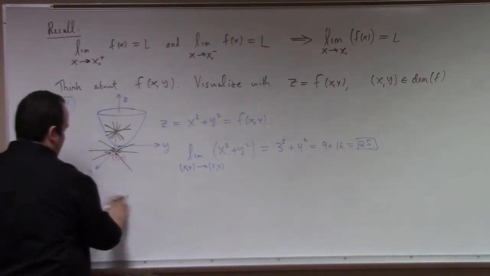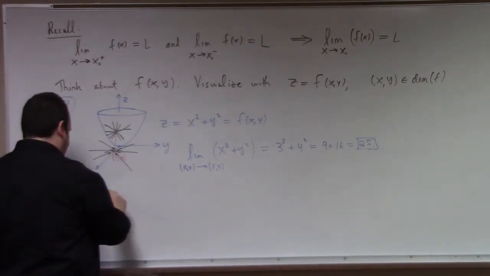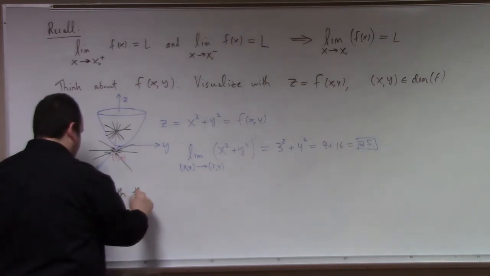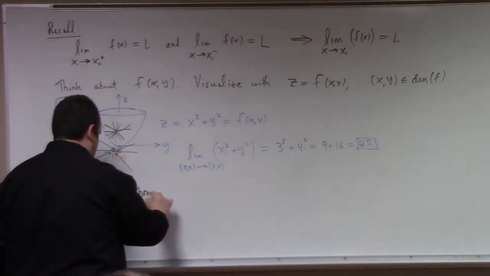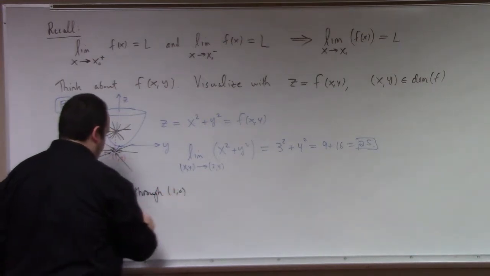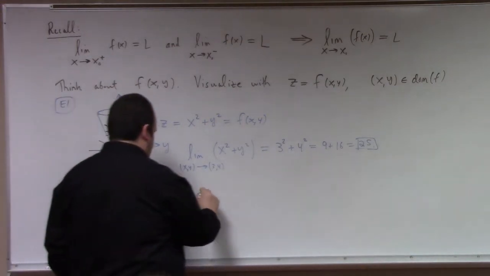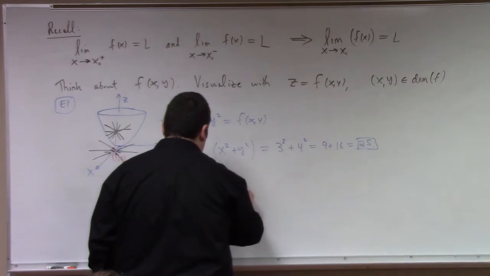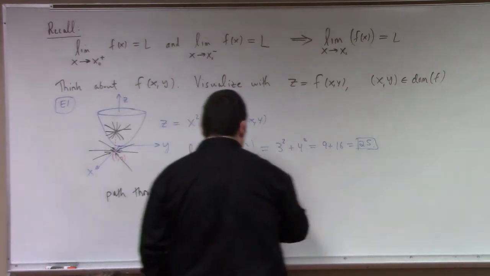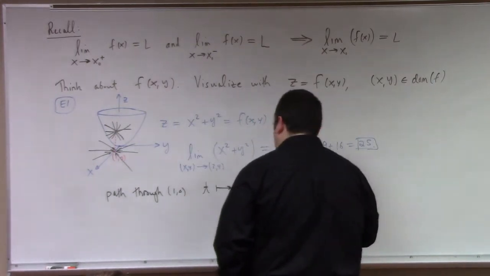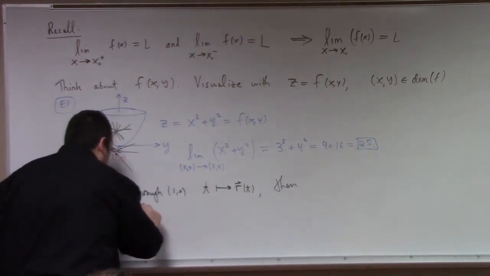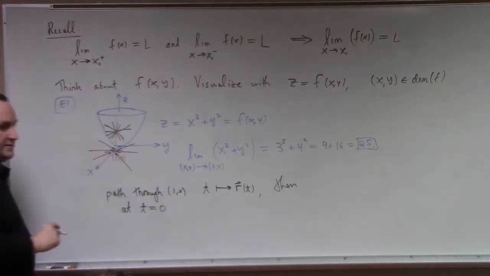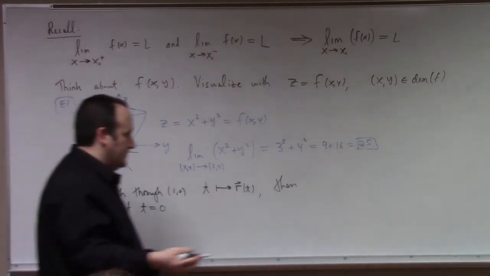let's see how to say this. If I take a path through (1, 0), and let's say t maps to r of t, and let's say that the path goes through this point at time 0, just for the sake of discussion. Then you can tell me what's going to happen.